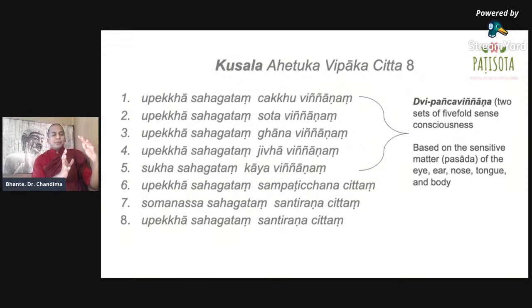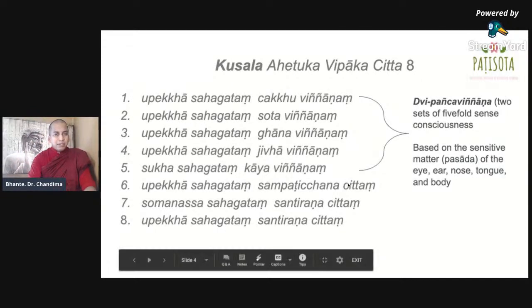That means after you have the indriya vijnana, it will go into sampatichana. That means receiving. There will be another chitta called receiving consciousness. But after that, Dhamma friends, you can see there are 2 santirana. Now, we could only see upekkha sahagata santirana in the akusala chitta, but why is there a somanassa sahagata santirana too? I told you santirana means investigating consciousness.